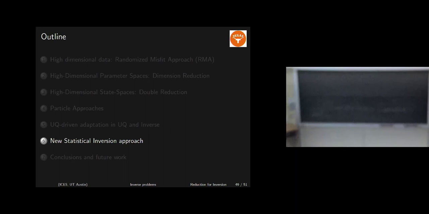Noise and observation, one thing, and then what else? U condition, yes. Yeah, U condition, that's right. Also, right? These two together. U condition means you have a small amount of data, but you want to recover more.